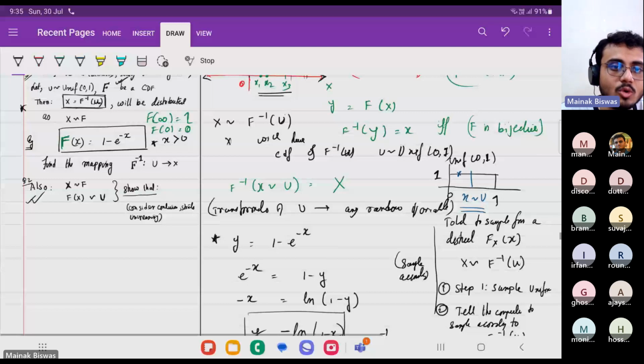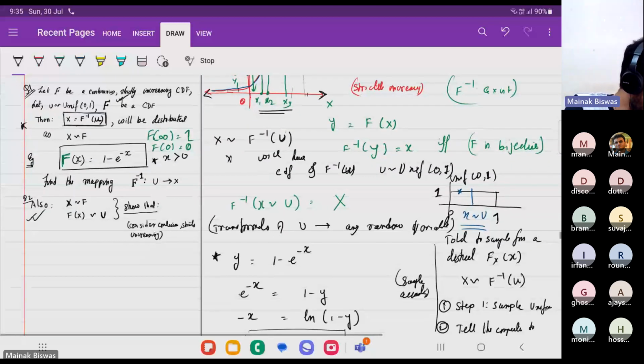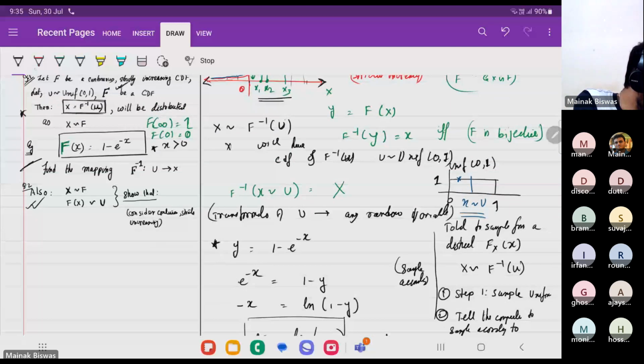But before you go into that, let's understand the procedure that you have understood: how to do it, finding the inverse and then putting the value u. That's what you're going to do to get this. And now we will show you why it is that the f inverse maps between u and x.